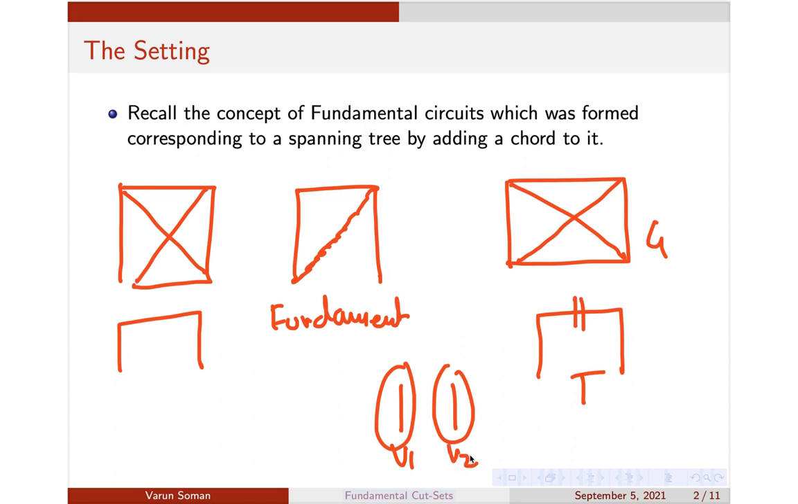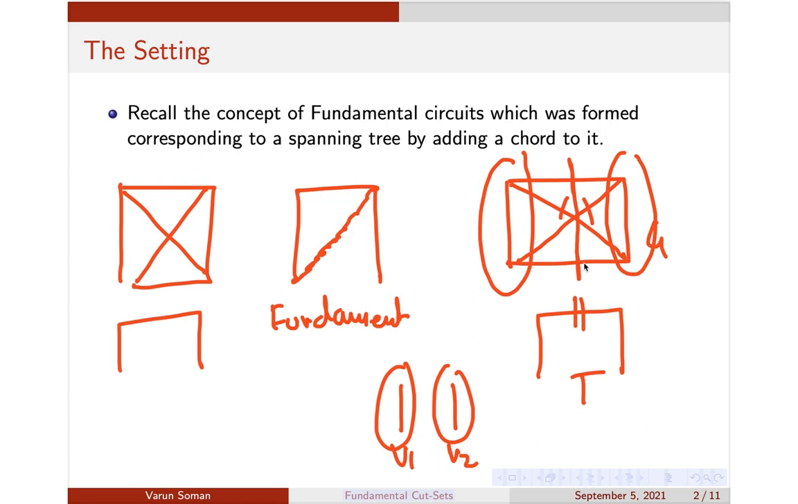Now look at the cut sets in the original graph which produce the same partition of the vertices. In the same original graph, if I want a partition of the vertices like this into two, which edges should I delete? I should delete this edge, this edge, this edge, this edge. So this is a cut set of the original graph.